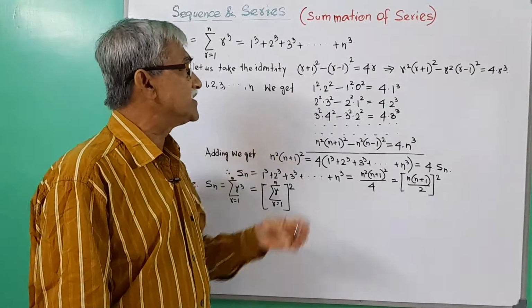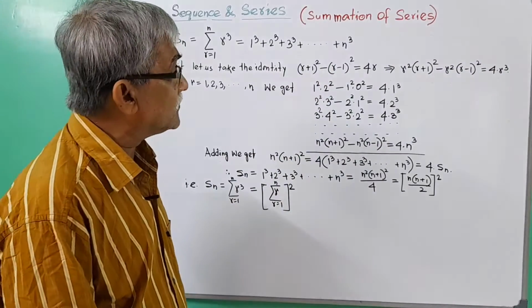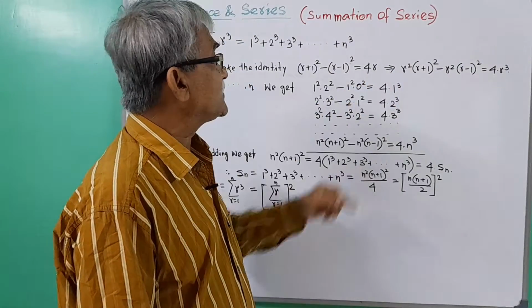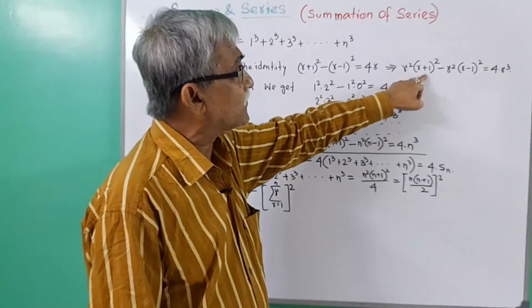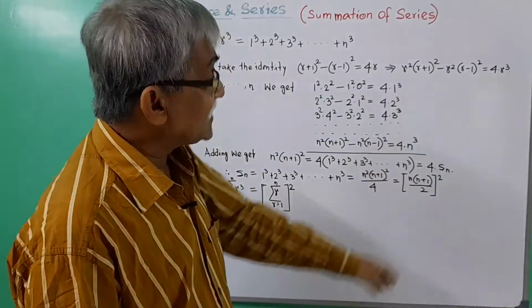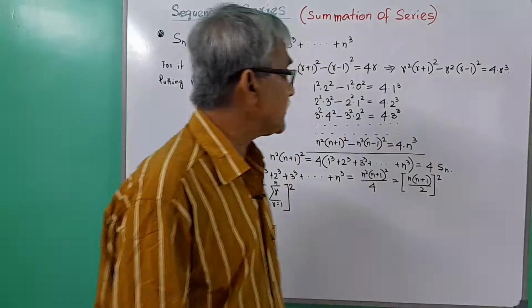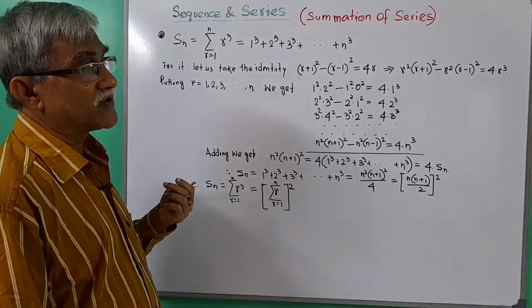Here we have taken the identity as (r plus 1) whole square minus (r minus 1) whole square, that becomes 4r. So, why don't you multiply r square on both sides? Then it becomes r square into (r plus 1) whole square minus r square into (r minus 1) whole square equals 4r cube. As before, we will be putting r equals 1, 2, 3, etc.